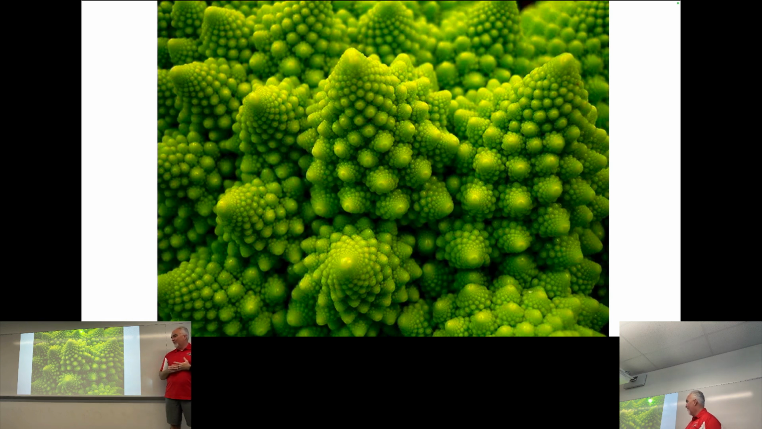This is one of my favorite. It is a variety of broccoli, and I think it's maybe called a Romanesco broccoli, something similar to that. I can't remember the exact name. But this broccoli grows in a fractal pattern, and you can see it grows in these sort of cone shapes. But if you look closely, each of these cone shapes is made out of cone shapes. And if you look closely, those cone shapes are made out of cone shapes.